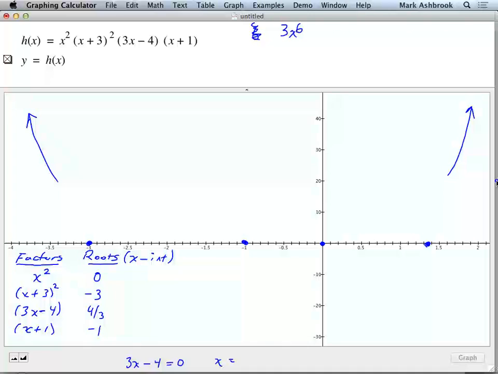So the question is, we want more than just the roots. We want more details about this. So let's turn it on. We're going to turn the graph on and take a look at how the graph matches with the formula.